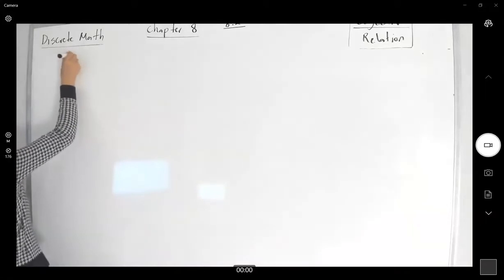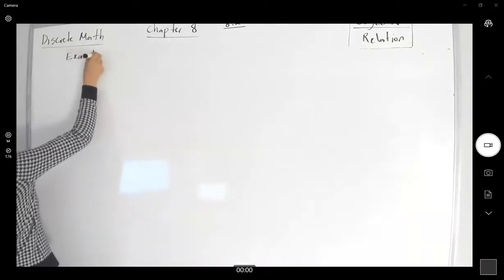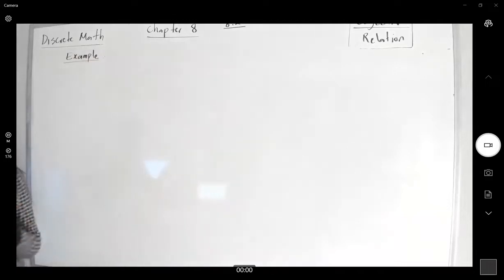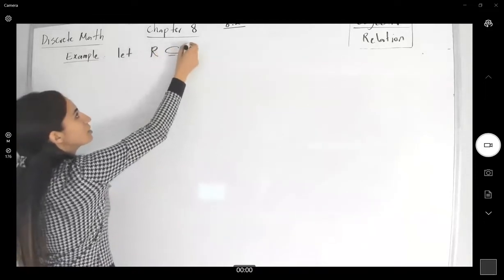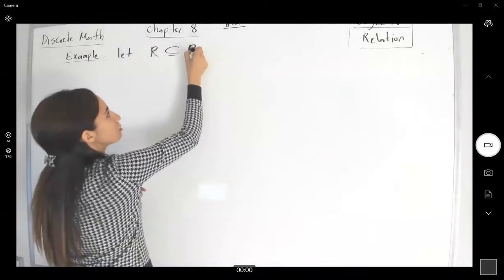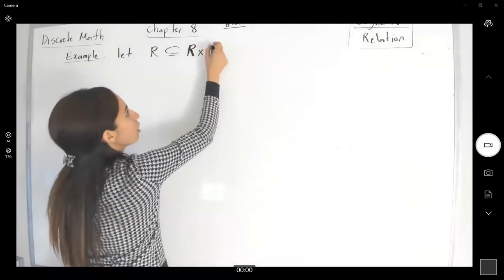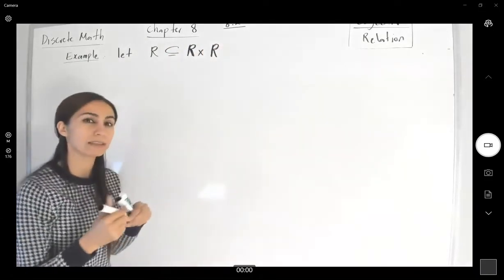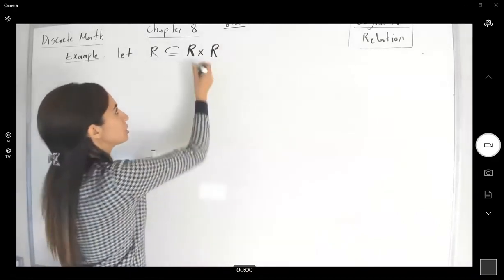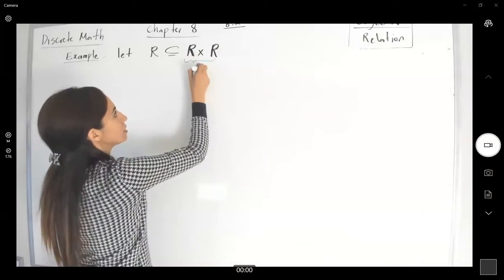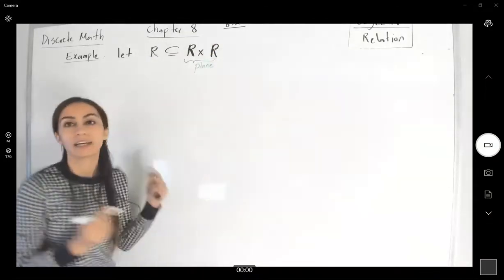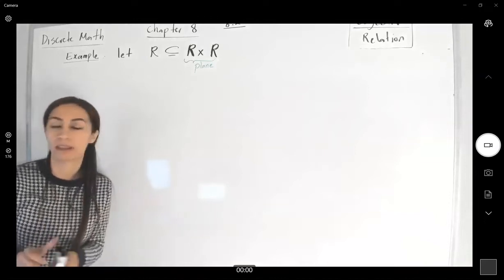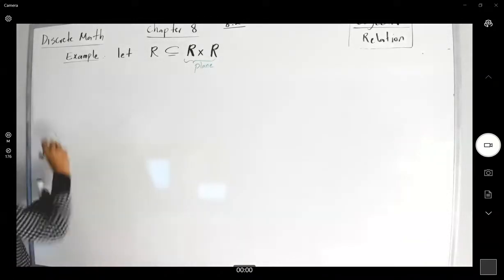Example. Suppose we define a relation this way. We say that, let R be defined on the Cartesian product between the real line by itself. Remember that this is just a plane. So here you're dealing with the plane. So you are taking a collection of points in the plane. But how do we define this relation? We define it this way.